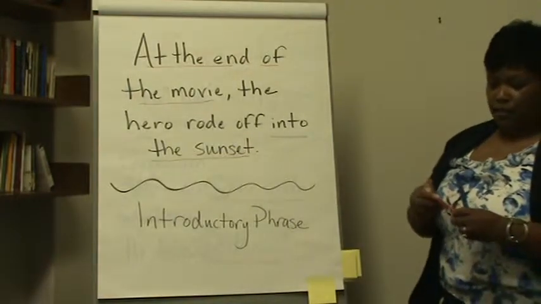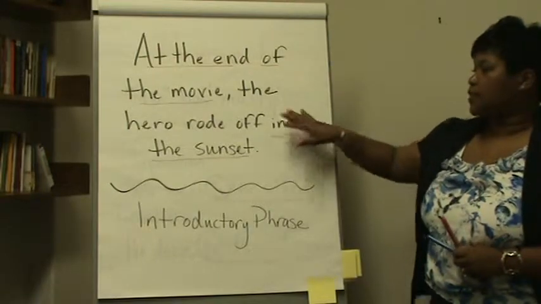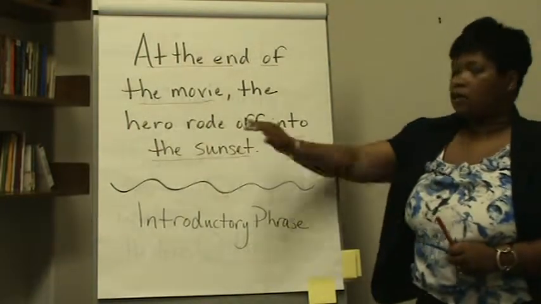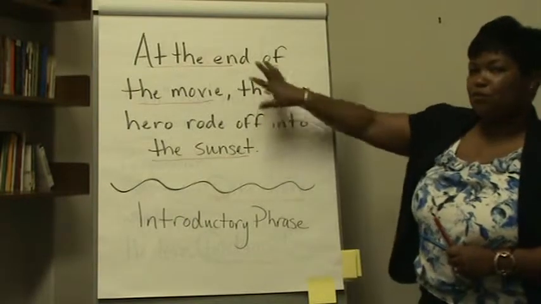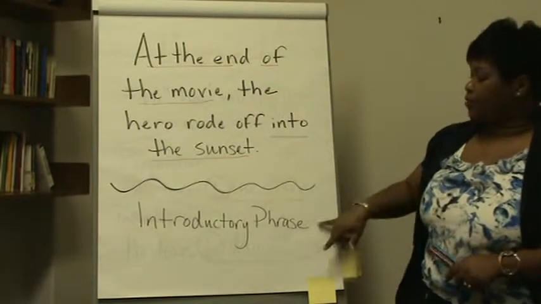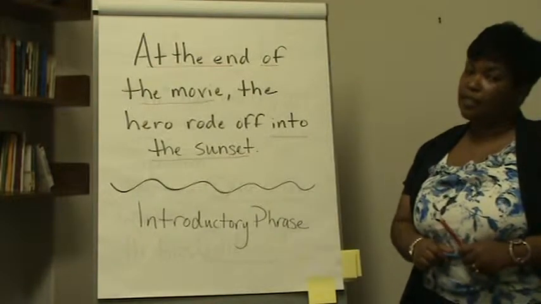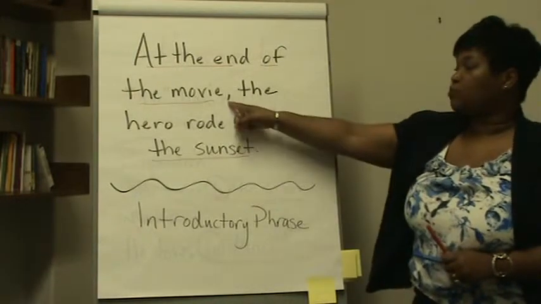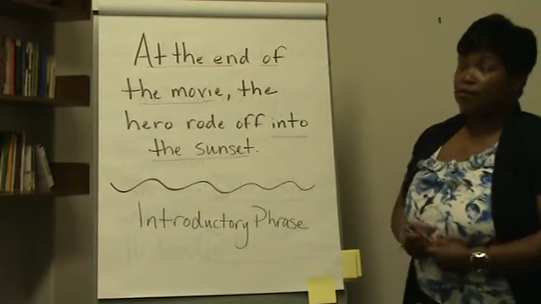Okay? But in this particular case, you have not only prepositional phrases that help to modify what's going on with the main noun or the subject of the sentence, but they're being moved around. So we have what's called an introductory phrase. Anytime you have a prepositional phrase that begins a sentence and needs to be followed by a comma, that's an introductory phrase. So they follow the same rules.